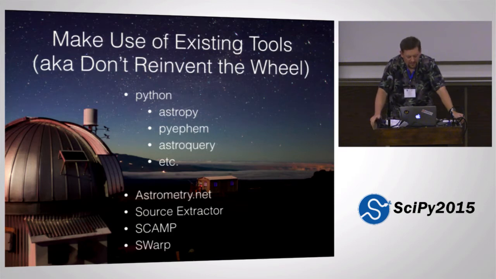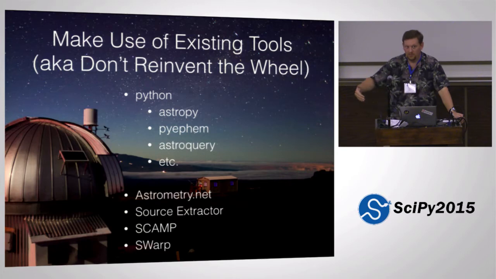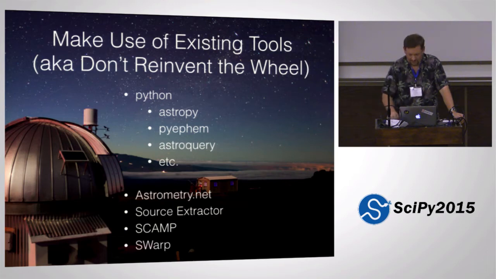The other goal here is that I don't want to reinvent the wheel. I want to make use of existing tools. As you might imagine, in Python I use a lot of AstroPy, PyFITS, I use AstroQuery, several other packages. But I also use several non-Python programs, and we'll talk about them a little bit as I go through a quick example, but astrometry.net, Source Extractor, SCAMP, and SWARP are the big ones there.